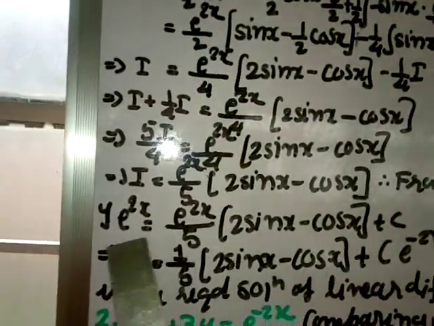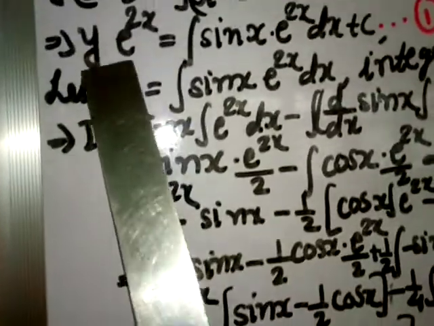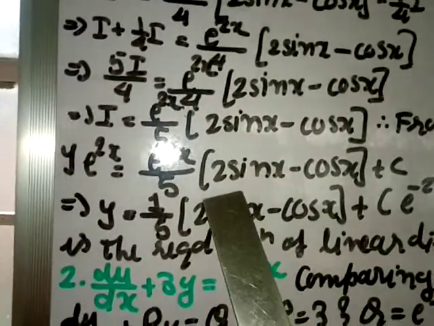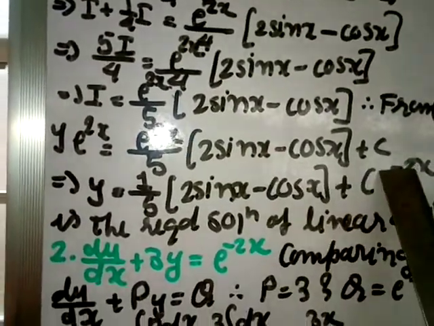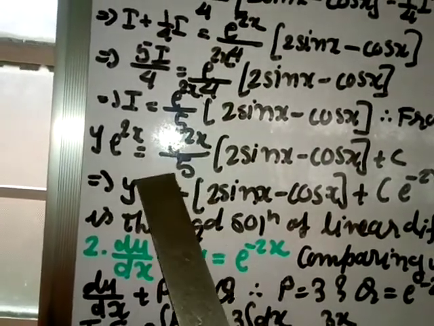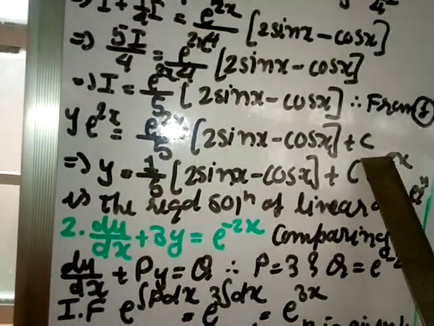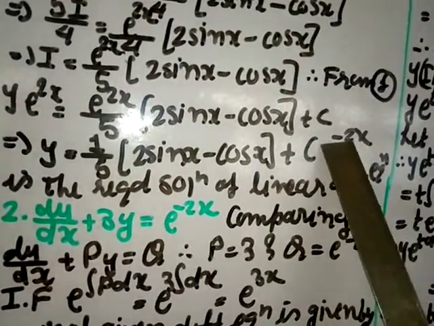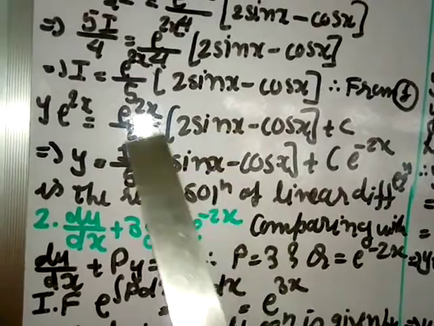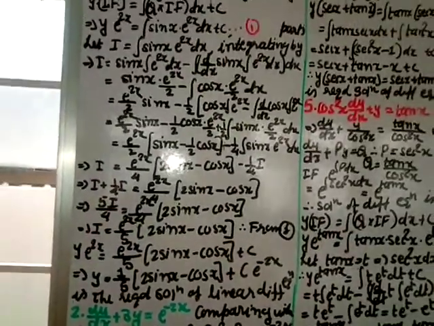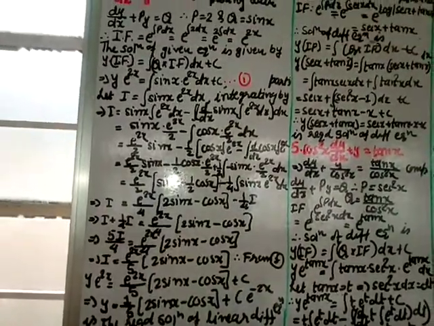So you put in equation 1: y into e power 2x is equal to e power 2x by 5, this value I am putting, into 2 sin x minus cos x plus c. Now e power 2x I am transferring here, so it goes to the numerator with a negative power, so e power minus 2x, and this is as it is. Here e power 2x will cut, divided by 5. So this is the solution for the first order linear differential equation.